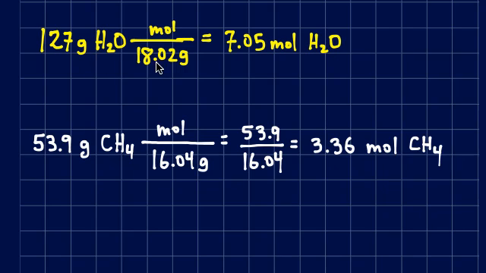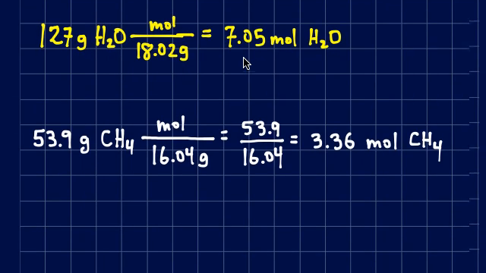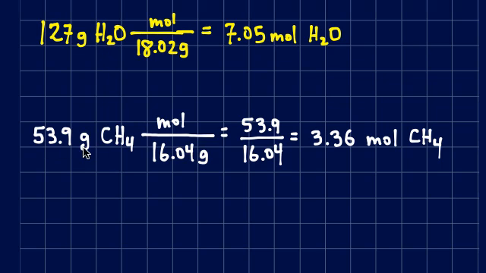127 grams of water. Let's take the molar mass of water. I calculated this above. 18 grams of water, 1 mole of water. The grams cancel. 127 divided by 18.02. 7 moles of water. Or 53.9 grams of methane. I can make up any number I want here, but I cannot make up this number. This number depends on the grams per mole ratio of carbon and 4 hydrogens. It comes from the periodic table. Interesting.